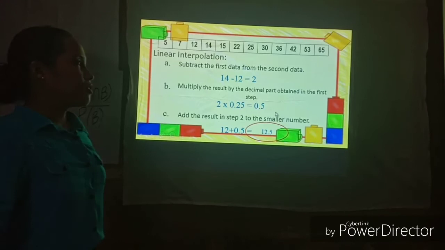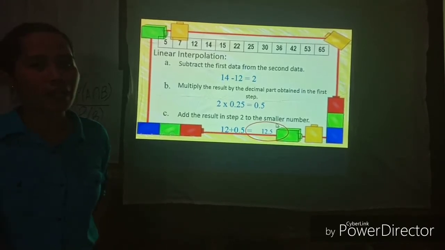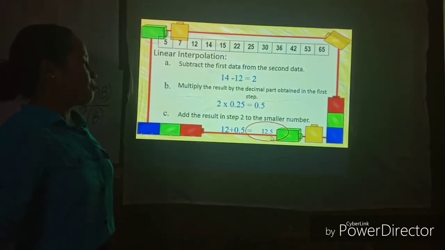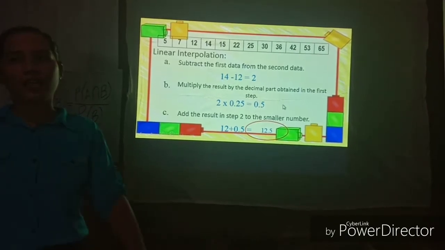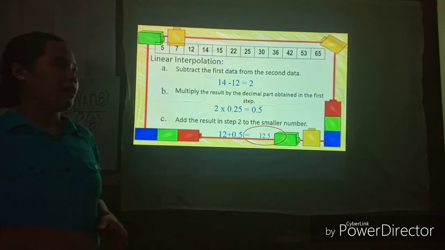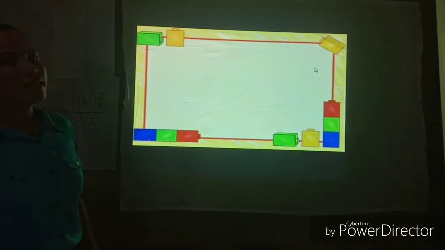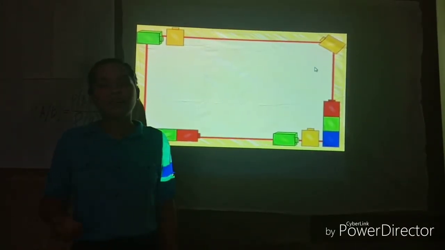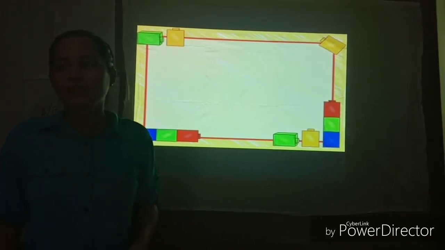And the Q sub 1, or the lower quartile value, is 12.5. Did you get it, class? Are you still with me? Okay, very good. What are the steps of linear interpolation? It is subtract, multiply, and add.